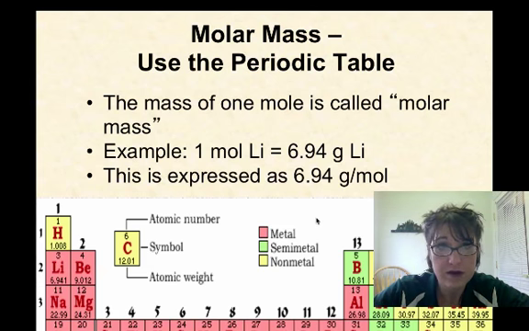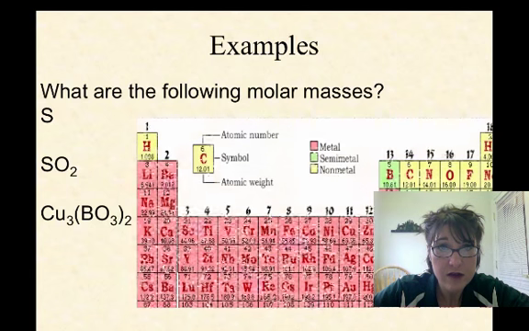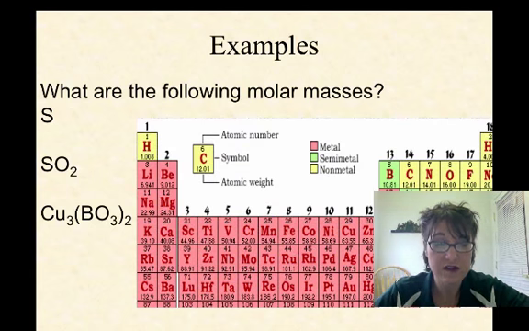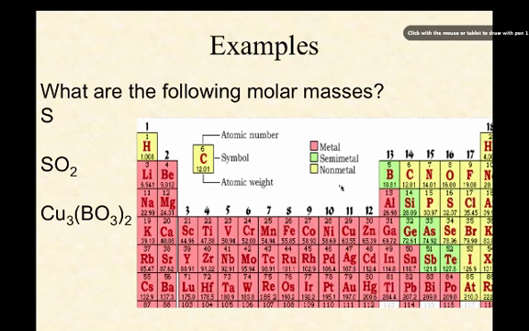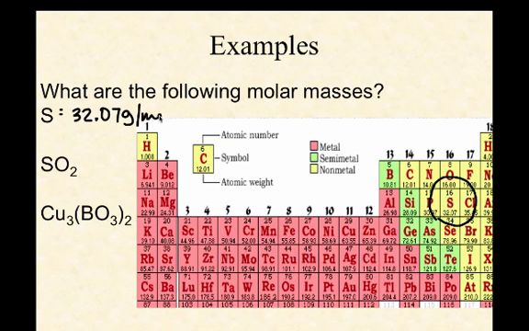And here's what we're going to do with it. So we're going to use the periodic table to determine the molar masses of these substances here. So for sulfur, we're just going to find sulfur, here it is, and read the number from the periodic table, and that's its molar mass. Sulfur has a molar mass of 32.07 grams per mole. That's it. That's all we do. I know.